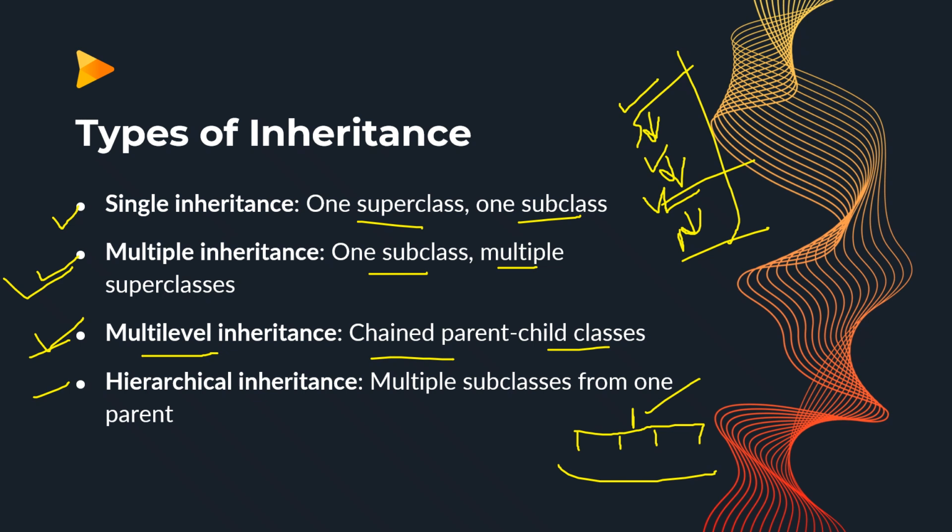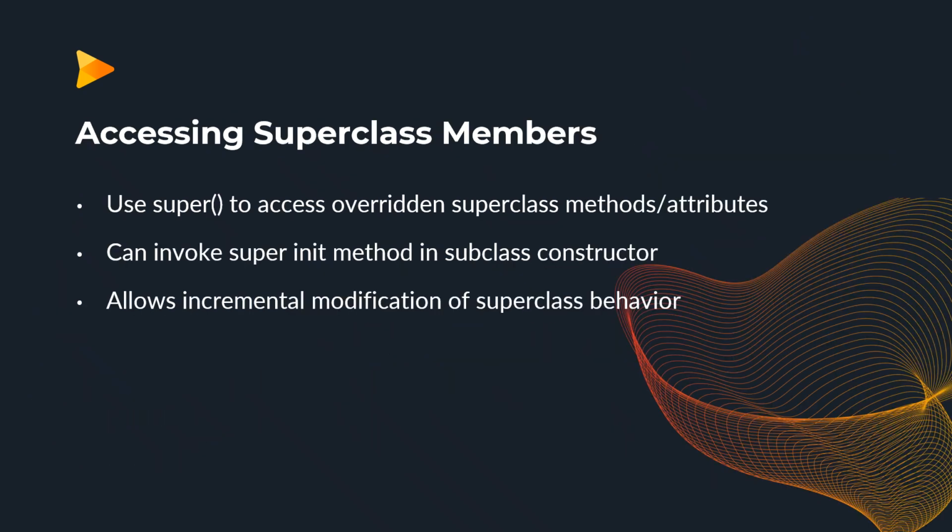Okay, and there is one more type, known as hybrid inheritance. I have not included it in our slide because it is not important. So what is hybrid inheritance? It is a combination of two or more types of inheritance. So if we combine this and this inheritance, then it will become hybrid inheritance. Okay, so now we are going to move further.